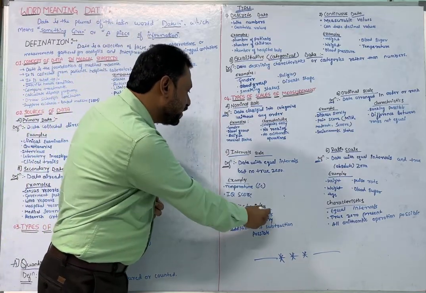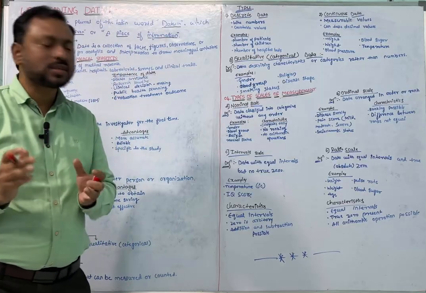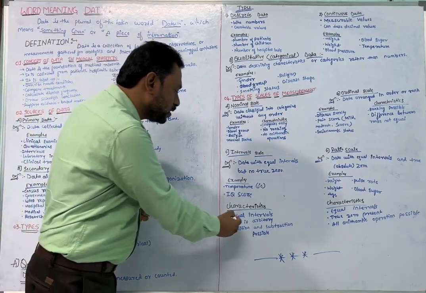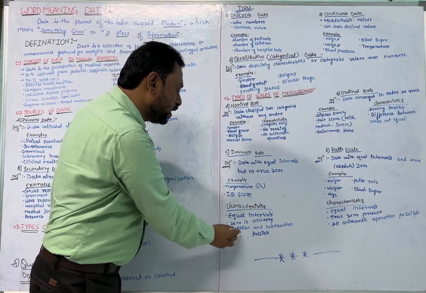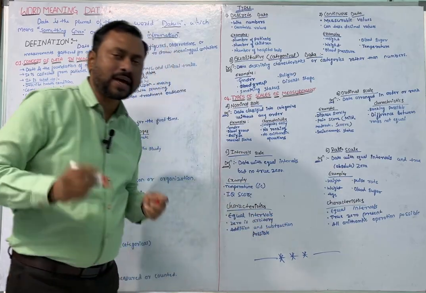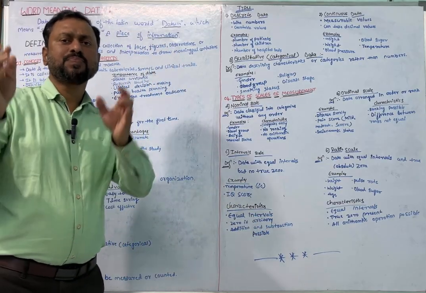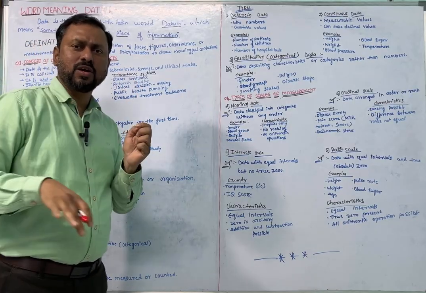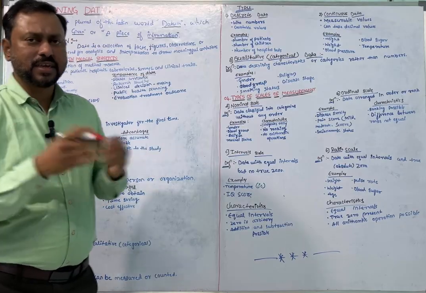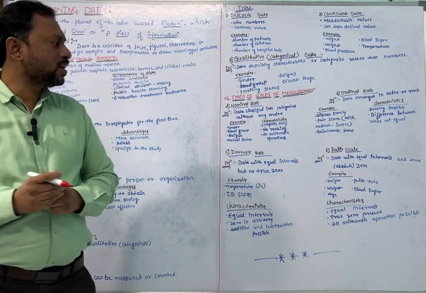The characteristics of the interval scale are equal interval, arbitrary zero, as I just told, and addition and subtraction are possible. It means that 4 patients came, now 2 patients went, so only 2 remained, like that. We can add and subtract in interval scales.